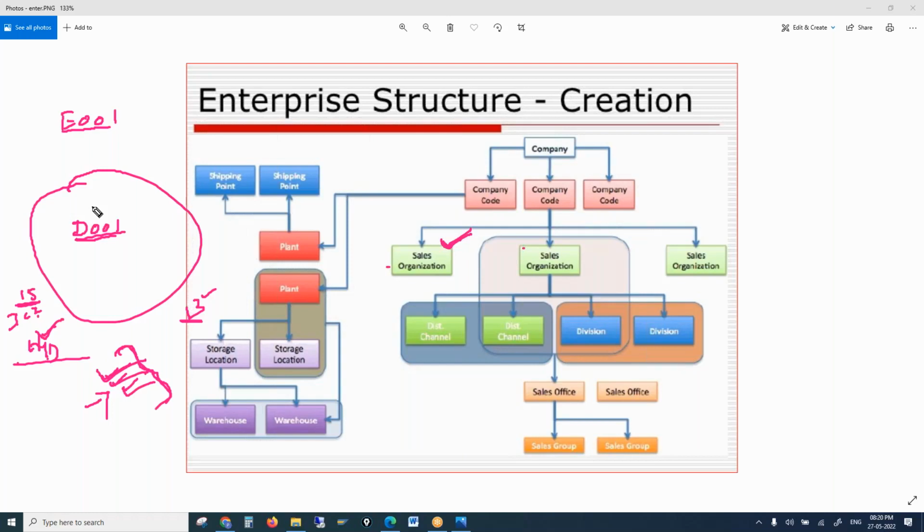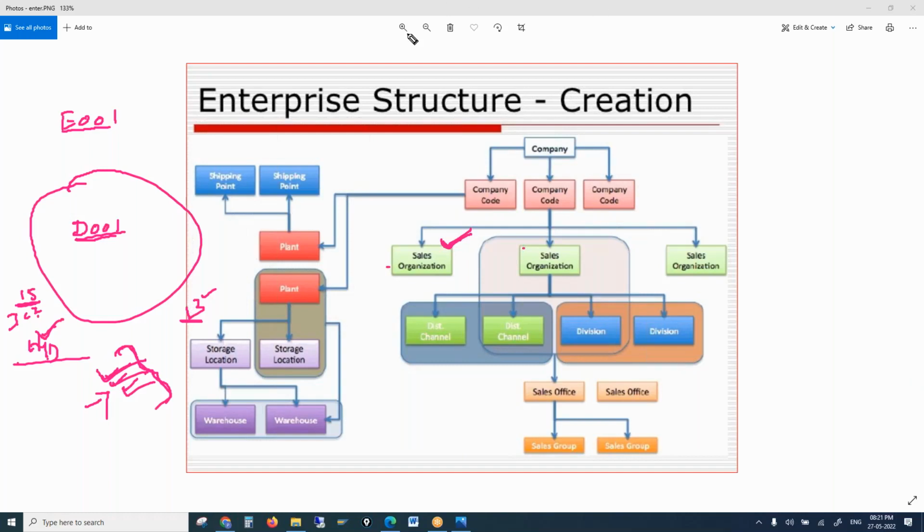But SAP will allow you to create any number of sales organizations. It is always recommended to keep your enterprise structure very simple. You cannot complicate it. If you complicate it, later there will be a lot of repercussions. So we need to keep this very simple. As I told you, SAP will not stop you. SAP allows you to create any number. But in interviews, they ask a question: how did you convince your customer to have as few sales organizations as possible?